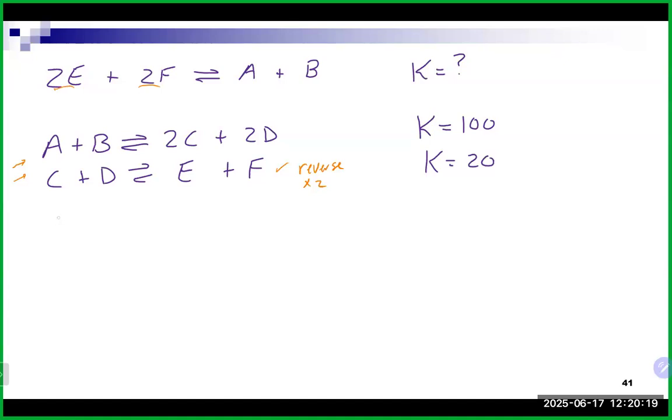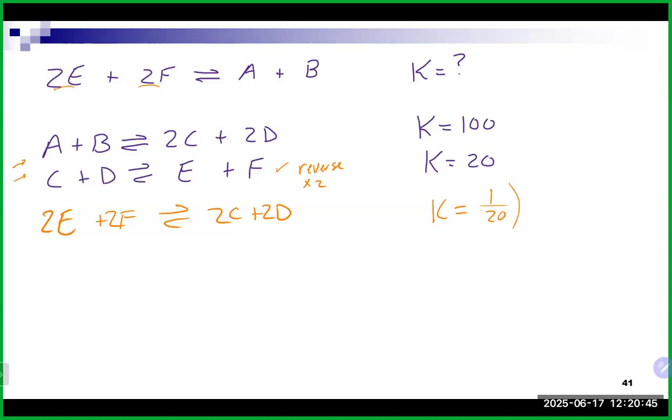So I'm going to reverse it here, which would give me E plus F goes to this, bless you, C plus D. I am also going to multiply it by 2, which is basically going to put a 2 there in front of everybody. Now, the important thing here is to keep track of what I did now to my K value. So the first thing I did to my K value is I reversed it, which means I need to take 1 over my K value, right?